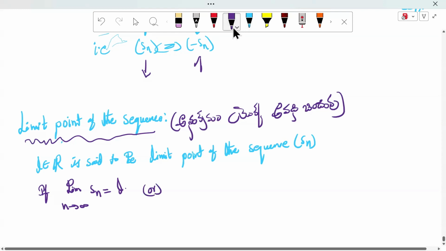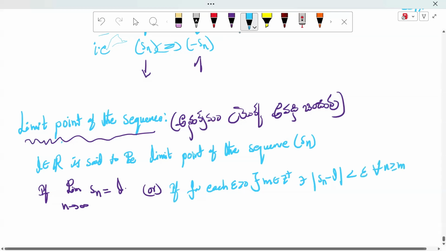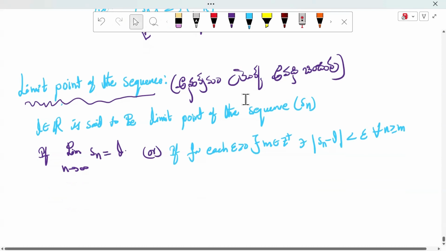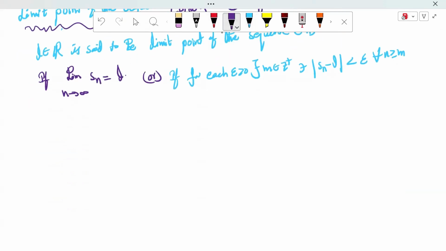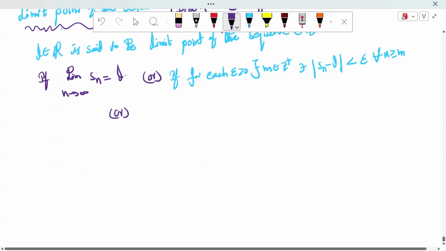Or, for each epsilon greater than 0, there exists m, a positive integer, which is nothing but a natural number, such that modulus Sn minus L is less than epsilon for all n greater than or equal to m. Another definition.